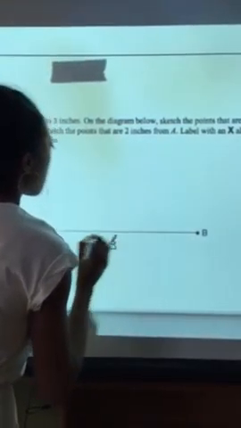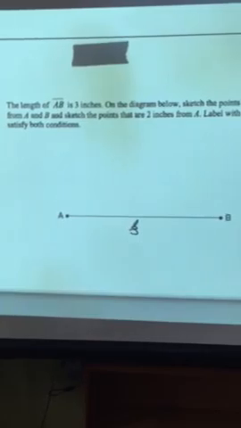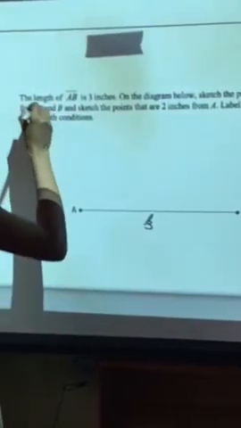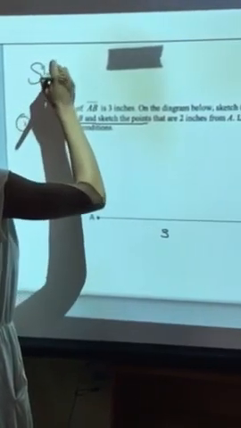So here's our question. The length of AB is 3. On the diagram below, sketch the points that are equal distance from AB. We're going to sketch first the points that are equal distance from AB. This is our step 1. Remember, this is the secret hot question.